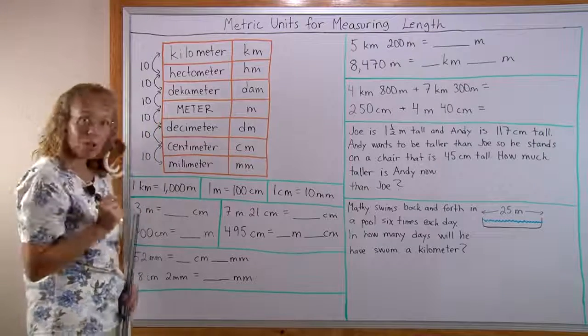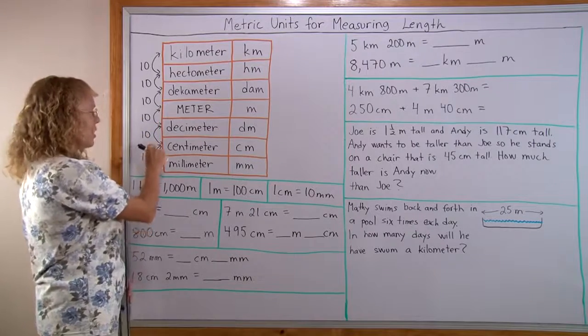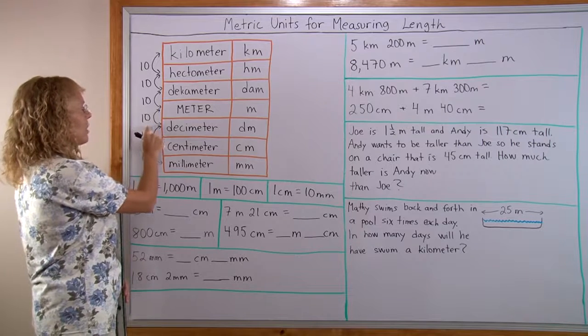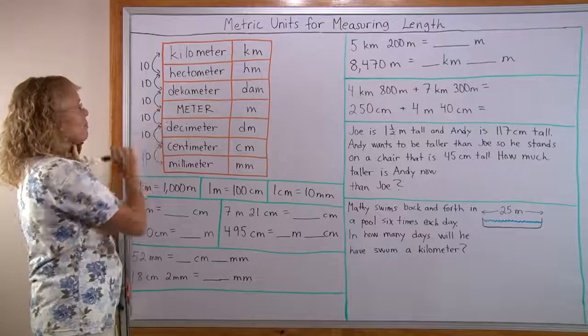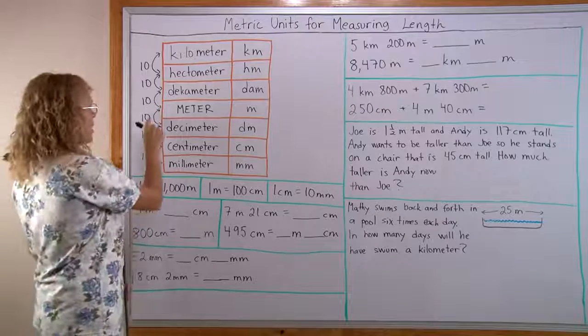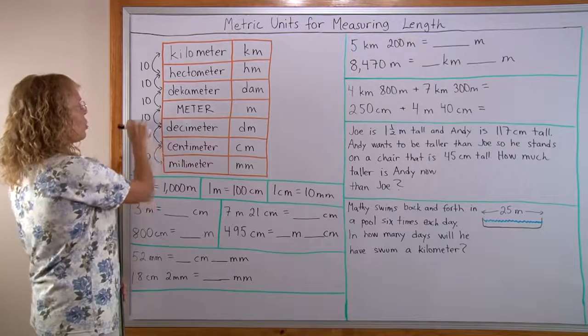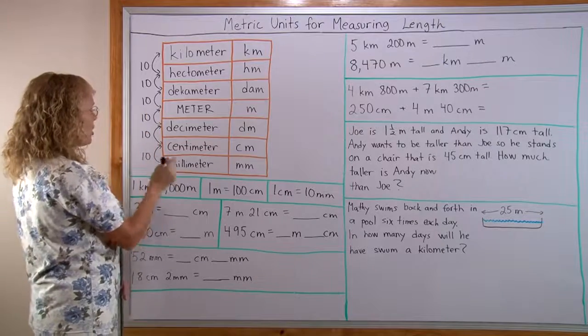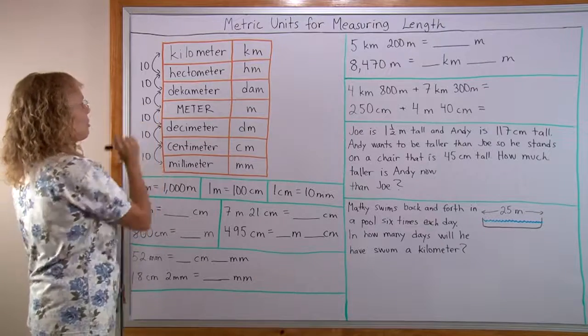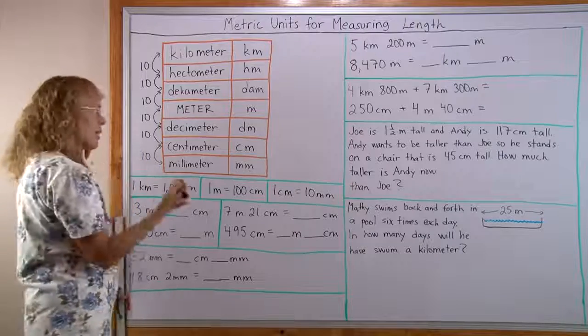Okay? It also follows that 10 centimeters making a decimeter and 10 decimeters making a meter, that 100 centimeters makes a meter. Okay, it's 10 times 10. If you jump 2 units, then the factor is 100. If you jump 3 units from millimeters to meters, there will be 1000 millimeters in a meter.